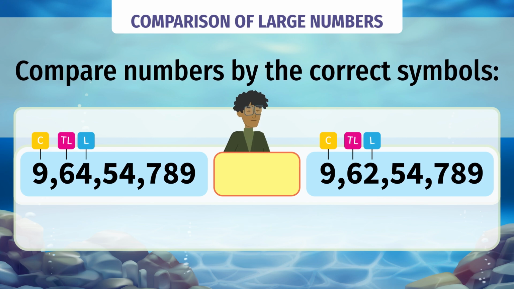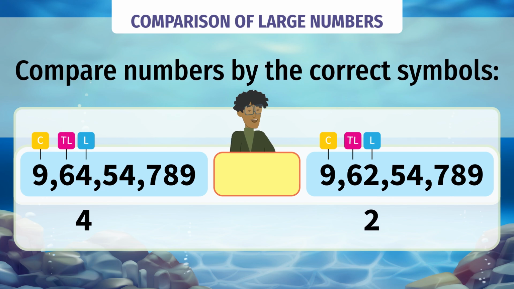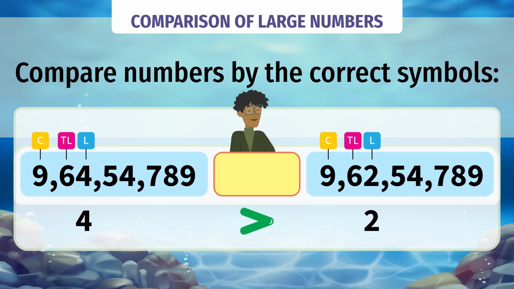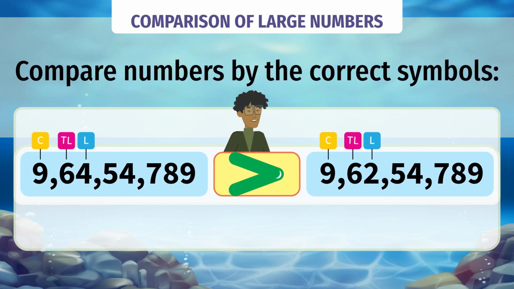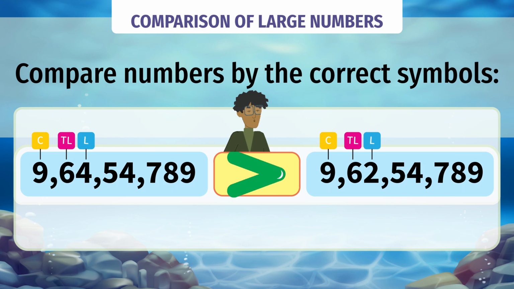So we go to the next place value, lakhs. The first number has 4 lakhs. The second number has 2 lakhs. Clearly, the first number is greater. Now that it is decided, we don't need to investigate the other lower place values.